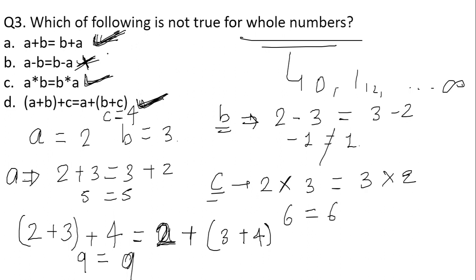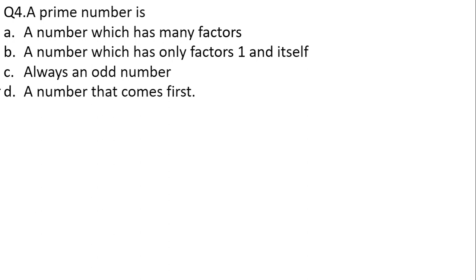So all three options, option A, C and D, are valid for whole numbers, but option number B is not true for whole numbers, hence it is the wrong option. Got it? So this is the question that I have already discussed in the previous lectures.